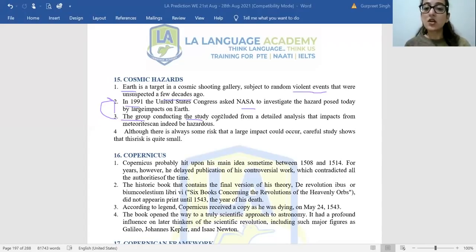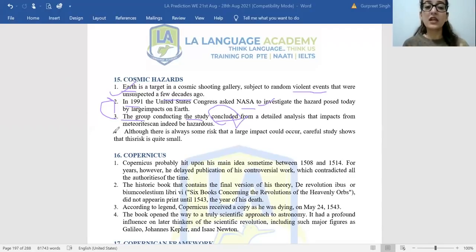The group conducting the study concluded. Obviously, first something will start the investigation, and only then will the conclusion come. They concluded from a detailed analysis that impacts of meteorites can indeed be hazardous. Although there is always some risk that a large impact could occur, careful study shows that this risk is quite small. So the first one was a general sentence talking about violent events. They can be any event. Then they picked one event and gave an example: in 1991, the US Congress asked NASA to investigate, and that particular group concluded something.